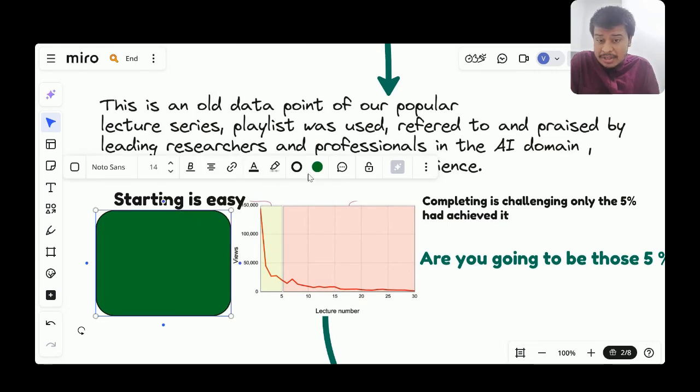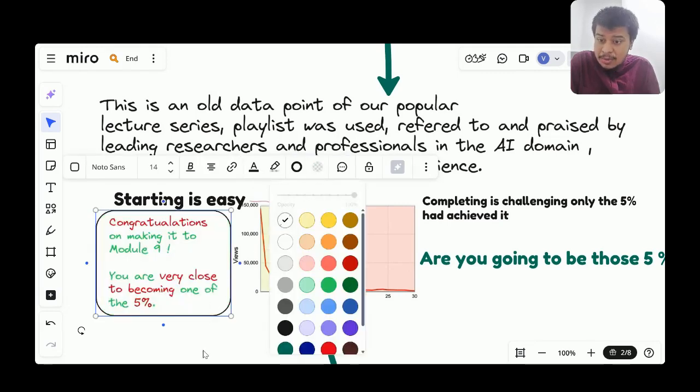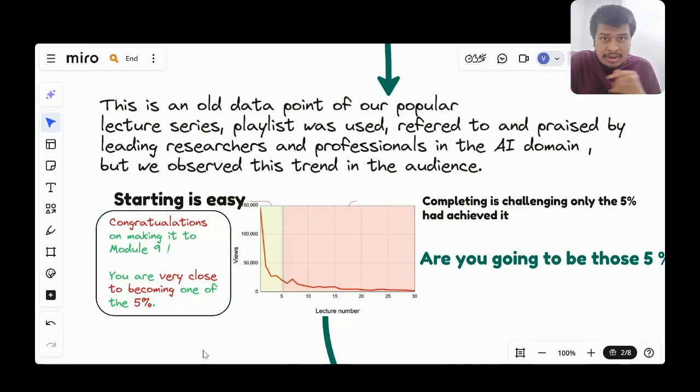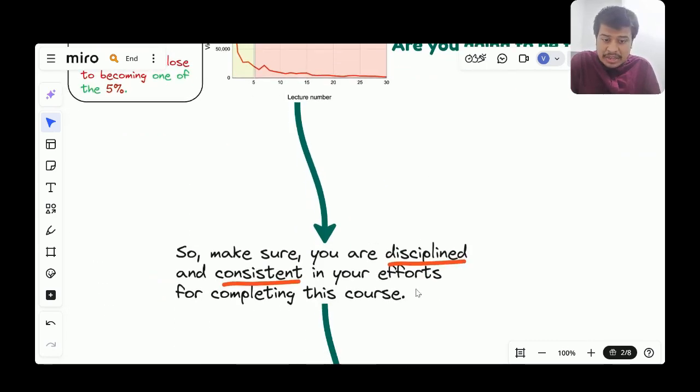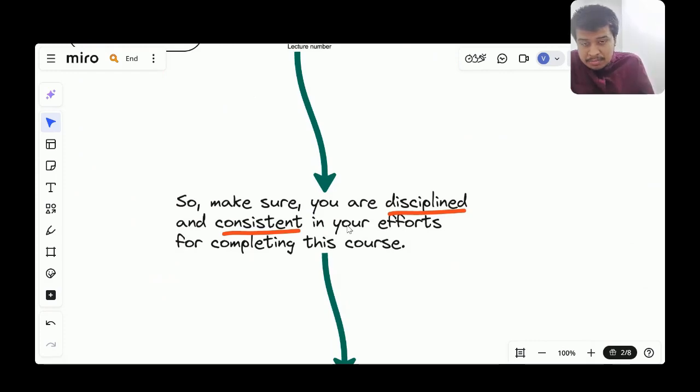But I have to be honest here, right? Congratulations on making it to module 9. So you've made it to here. You're very much close to the 5%. You're almost here. So make sure that you are this. You're very close to 5%, but you have to make it to this. That should be your aim. You decide that. I can only tell you to be disciplined and be consistent. Make sure that you put in effort to be disciplined and consistent. That is what I can tell you. You have to decide it.